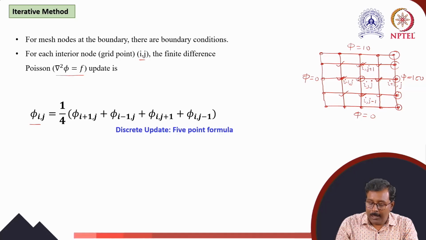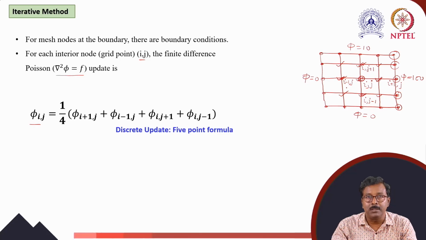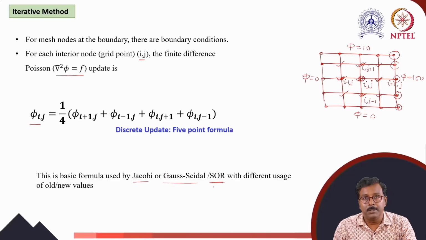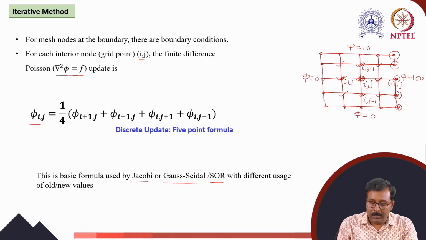If you apply this formula, 5 points will come in, because this point is at the center, and surrounding that there are 4 points. So there is a total of 5 points. So this is called the discrete update 5-point formula. And this basic formula will be used by, say, Jacobi and Gauss-Seidel, or successive over relaxation method, which is also a modification of Gauss-Seidel method with some particular weight. So this formula for the derivative in 2 dimensions will be used.